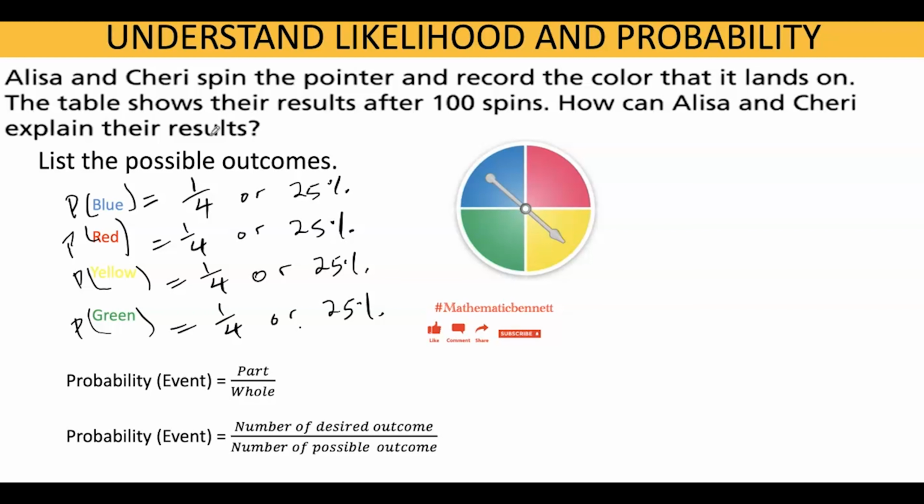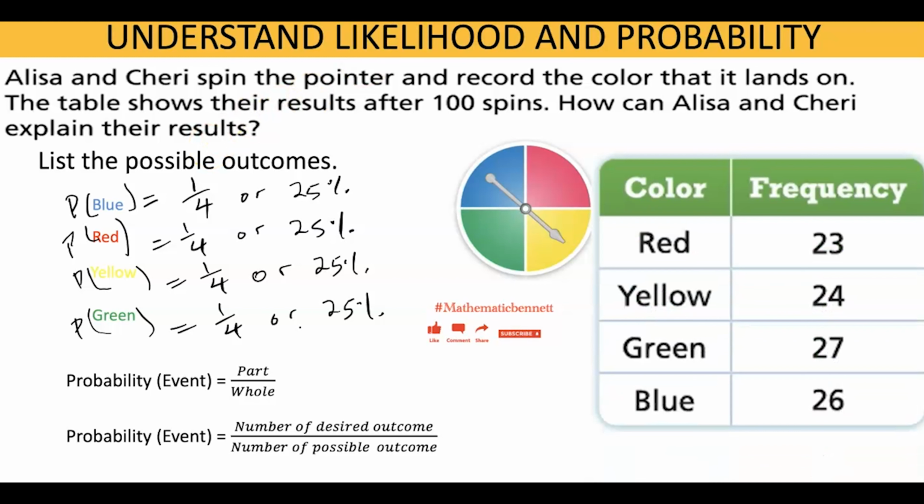Okay, let's look at what they got when they recorded their results. So this is the table. We can see that out of the 100 times they spun the spinner, 23 times they got red, 24 times they got yellow, 27 times they got green, and 26 times they got blue. If you notice, when they actually did the experiment, it was close to the probability, but somewhere a little less or a little more. But it was always close to the probability.